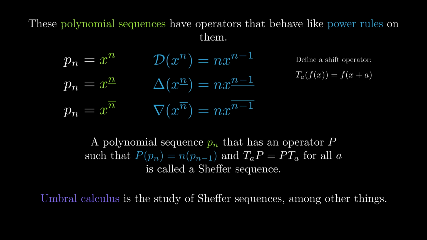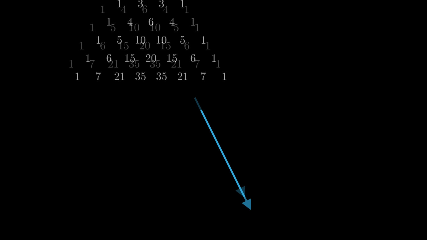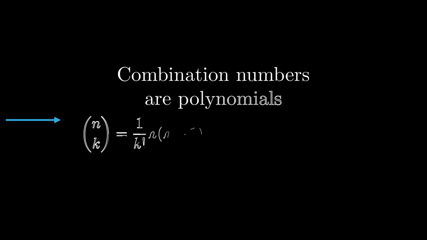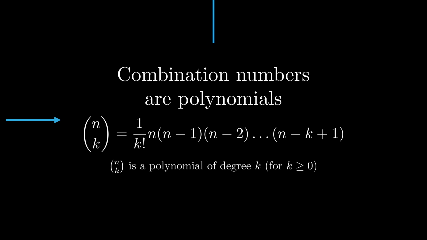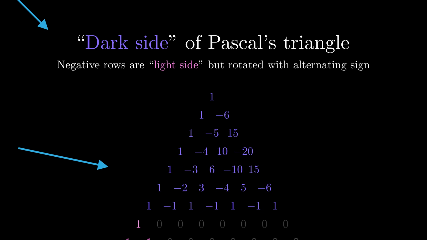There is a lot more that can be done with what we learned here today that has applications and connections to other fields. This video is already long enough, so we'll just stop here for now. It's time to recap and map out our journey from start to finish. We learned that Pascal's triangle is a very important mathematical structure that contains combination numbers. By viewing combination numbers as polynomials and making some natural assumptions, we can select seed values that, in combination with the addition rule, give us the negative rows of Pascal's triangle, which we call the dark side.